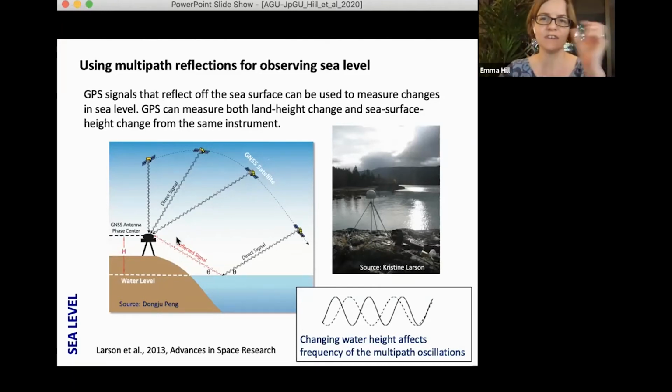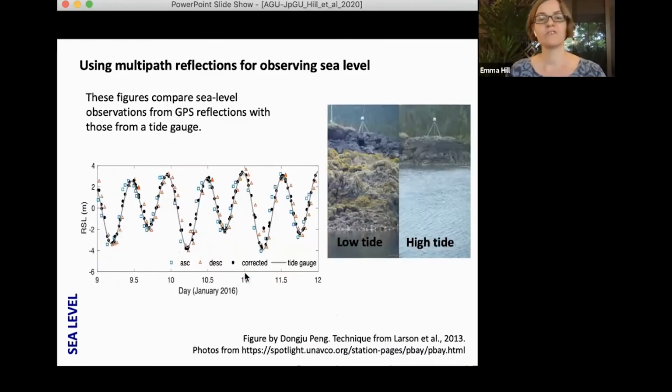And what we're interested in is that H factor from the equation I showed earlier. The distance between the antenna and the surface that is reflecting the signal, the sea surface. If you change the height of the sea surface, then you're going to change the frequency of those multipath oscillations. And you can basically calculate a periodogram to look at the frequency of those oscillations and use that to deduce the height of the antenna over the sea surface. And it works incredibly well.